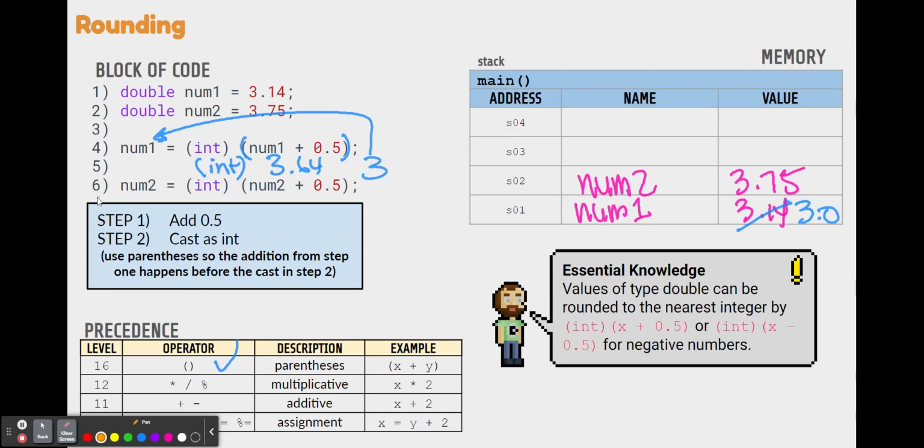Our next example is on line 6. Again, we have our parentheses.